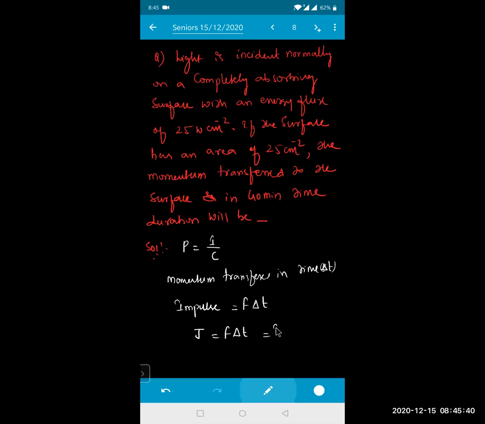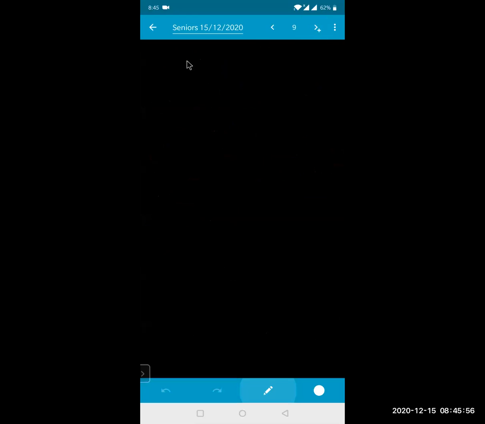Force value, how much is it? Force is nothing but pressure into area. So this is pressure into area A into delta t, I by c into A into delta t. So that is the impulse imparted.